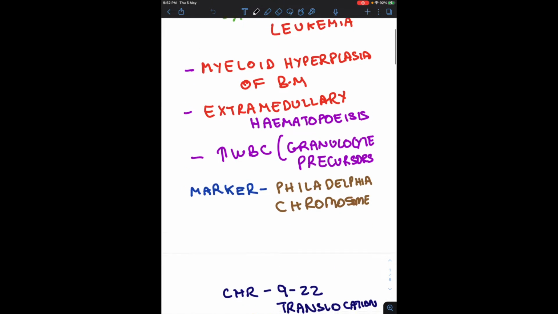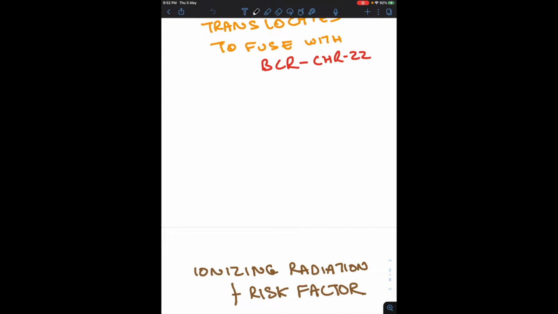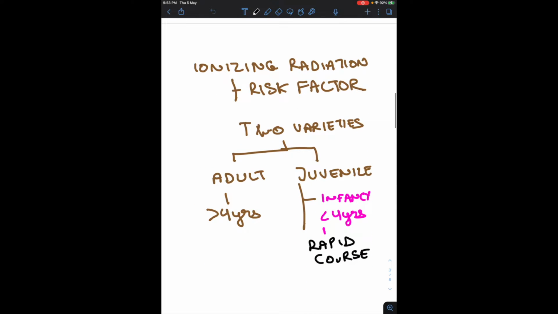The marker for CML, as all of us know, is the Philadelphia chromosome. Now, what is the translocation? There is a 9 to 22 chromosomal translocation of a gene. The C-ABL on chromosome 9 translocates to fuse with the BCR on chromosome 22. The imatinib therapy is based upon this genetic translocation. And ionizing radiation is also a risk factor.